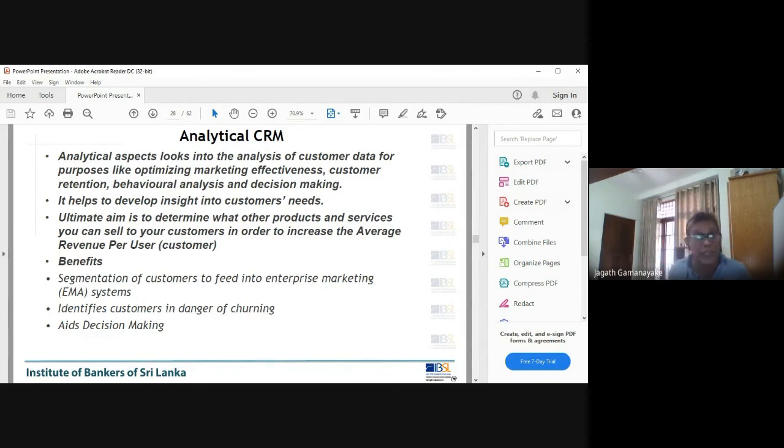Like operational CRM, analytical CRM also provides information to the management or the organization on how to use that customer information to make better benefits out of it. Now that is for our data warehousing, right? And you know what data warehousing means?